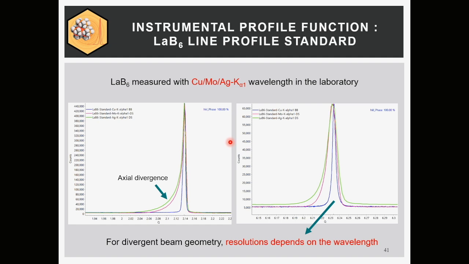If you go to the synchrotron and use a pure parallel beam, it's independent. Then the peaks get sharper, but then you re-normalize them to Q. Two theta is squeezed, but Q is of course the same. Then you will see that there is very little change in the resolution, which is not the case in the laboratory.